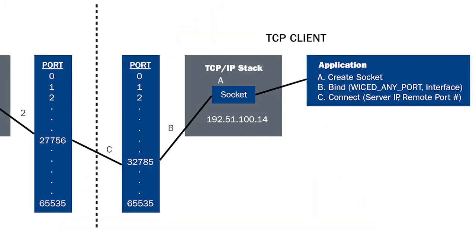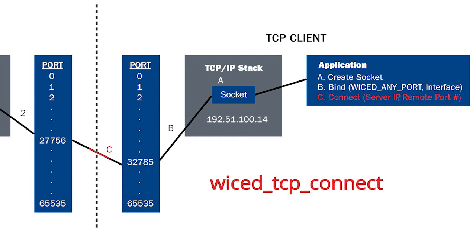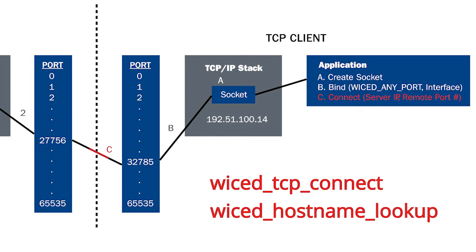After you have a socket and it's bound to a port, the next step is to call Wicked TCP connect, which will make the connection through the cloud all the way to the server on the other side. The arguments to this function are socket, which you just created with Wicked TCP create socket, server, which is the IP address of the server, which you can find by calling Wicked hostname lookup, port, which is the port number on the server that you're trying to talk to, and finally timeout, how long you want to wait.